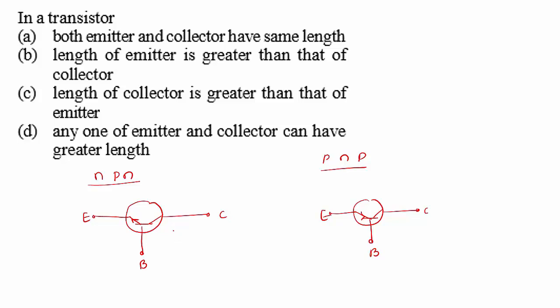Is it clear? So, which is having the greater length here? Collector. So, why is the collector having larger length? To save the transistor from burning. So, which is the right option here? The right option is C. Length of collector is greater than that of the emitter.